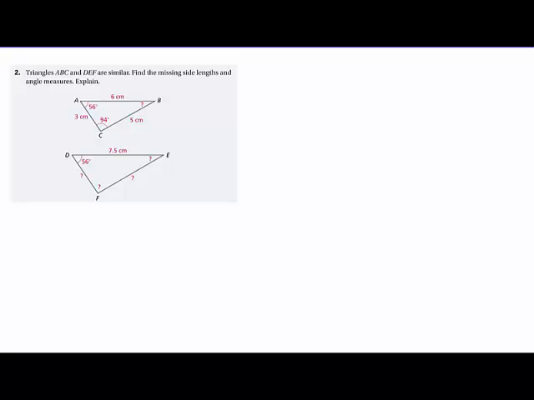Here's another problem for you to try. In this problem, triangles ABC and DEF are similar. You need to find all the missing side lengths and all the missing angle measures. After you've found your answers, you can submit them on your screen, and the video will continue to show you the final answers.